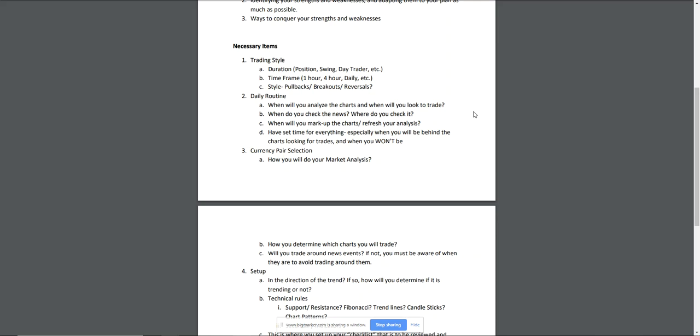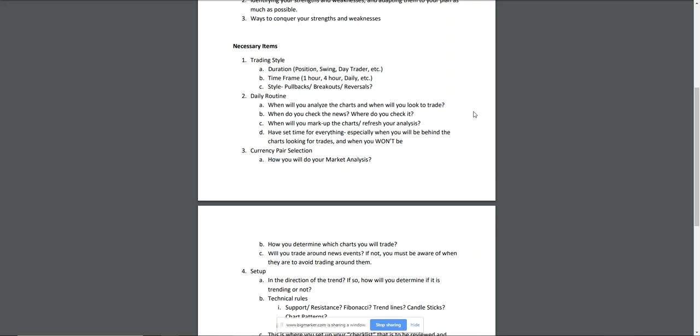Stick to set hours. If you're in Europe, the UK, London Open is an unbelievable time to trade and look for setups of any kind, right? That's where you have momentum, you have liquidity, you have high movement. So maybe you want to trade in a few hours there. Maybe you want to trade the US Open. That's where your time frame fits your schedule and you want to trade that time frame there.